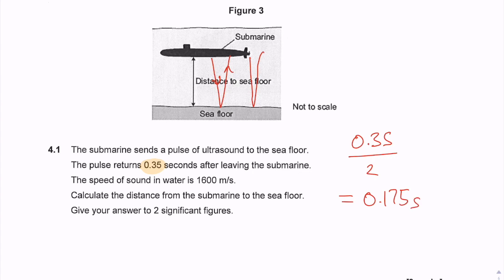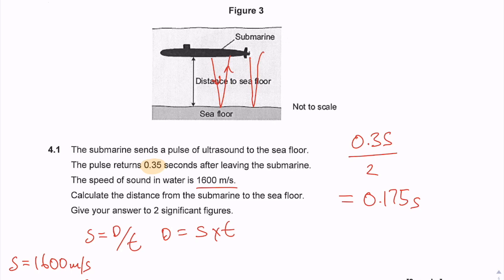0.175 seconds. And then we're using distance. So let's just write down the formulas. Speed is distance divided by time. Distance is going to be speed times time. So I could ask myself, what do I have in my formula? Well, I've got a speed, 1,600 meters per second. Do I have a time? Yes, I do now. It's 0.175 seconds. And the distance is my question mark that I'm trying to figure out.